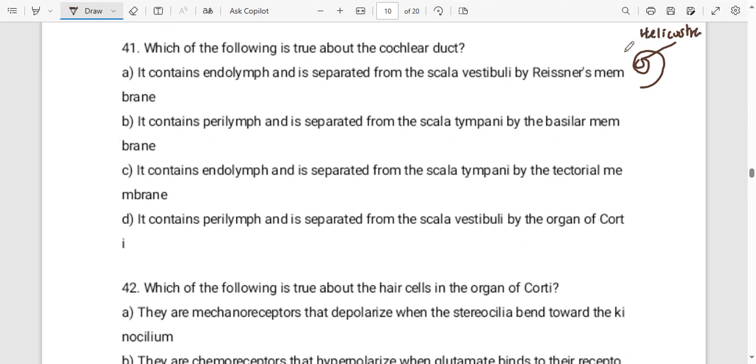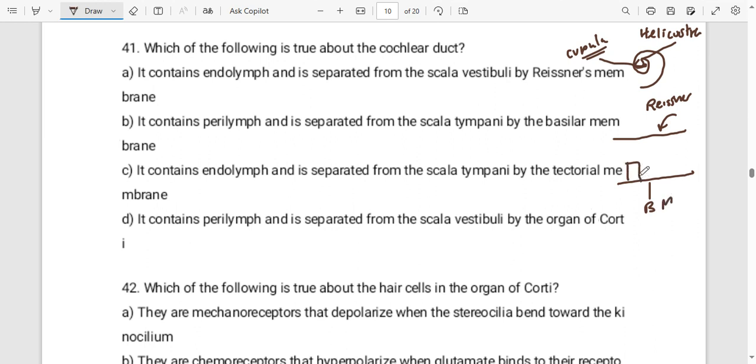Now, the scala media, which contains endolymph, is also known as the cochlear duct, and it is going to end at the apex. The apex where the scala media or the cochlear duct ends is known as the cupula. Okay, cupula. Besides that, the scala media is bounded by two membranes. You have a membrane on top, known as the vestibular membrane, also known as Reissner's membrane. And then when you come down, you have the basilar membrane. So down here, you have the basilar membrane.